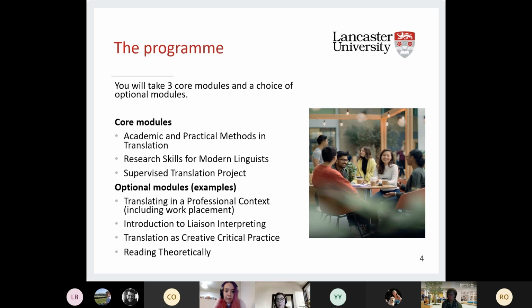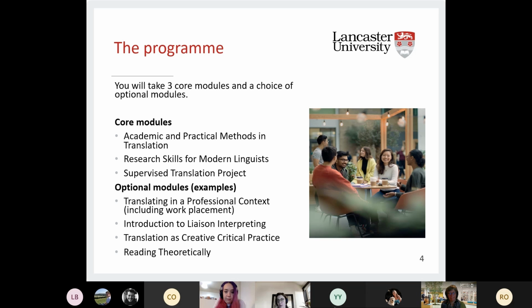This is just a selection of the choices that you have on the MA, but you'll have to take 3 core modules on the program, and then you have a choice of optional modules. The core modules are academic and practical methods in translation, which mixes translation theory with actual translation practice. And then research skills for modern linguists, which Alison just talked about, and she's the convener of that module. Hello, Alison. And then you have to do a supervised translation project.